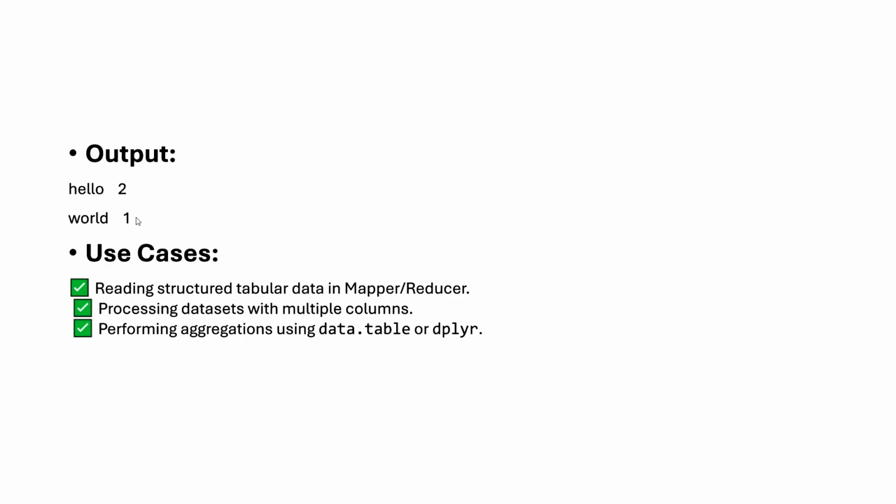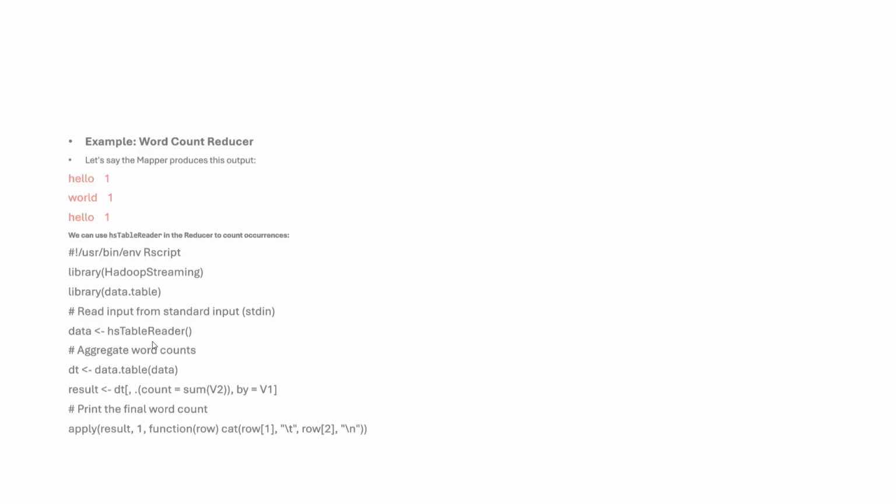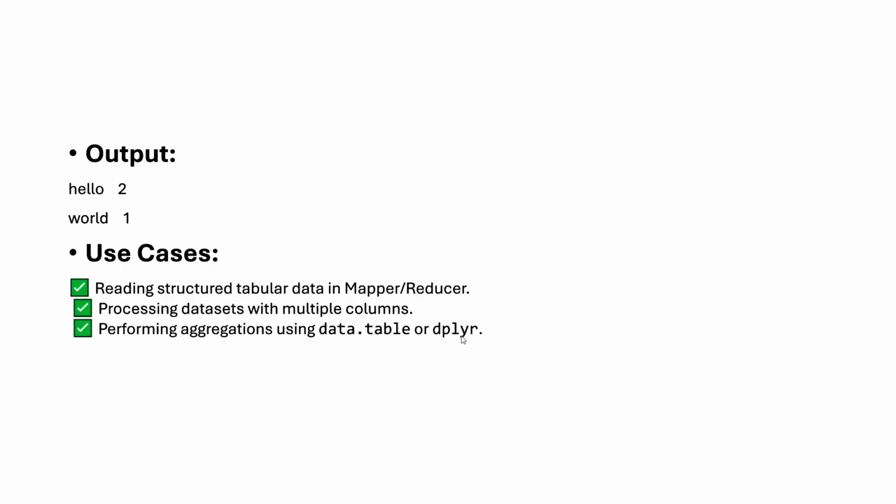Okay, so this is a type of example. From the input data we have converted into the output. Which are the use cases where we can use this function? Reading structured tabular format in MapReduce: if you are having the data as input in tabular format, there we can use hs table. Then processing a data set with multiple columns and performing the aggregation using the data table, as we can see in the previous example, there is the data table command. Or we can use the same dplyr function again to execute the same aggregation.